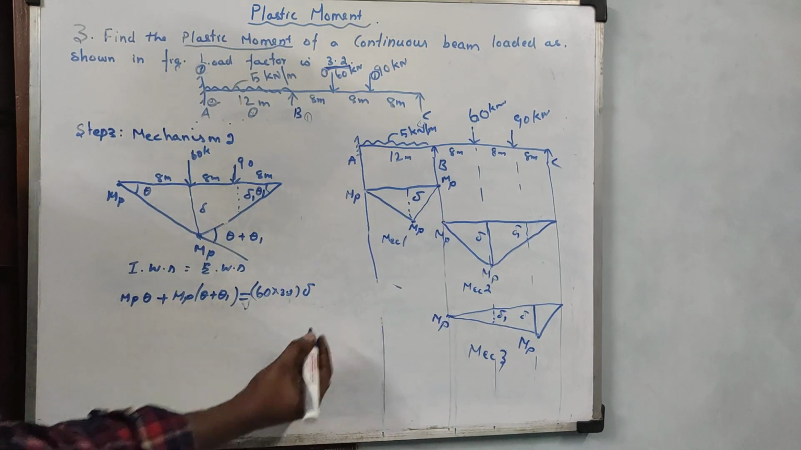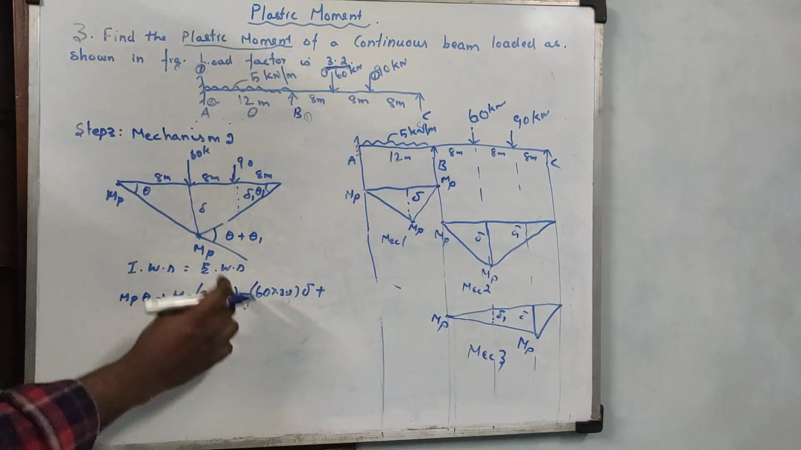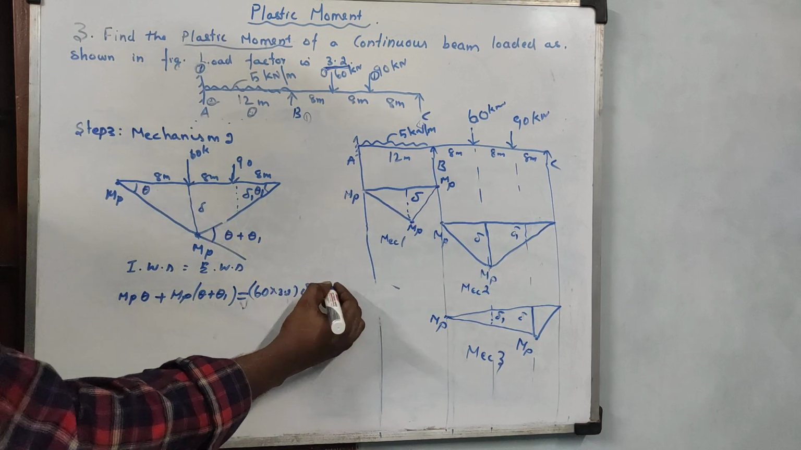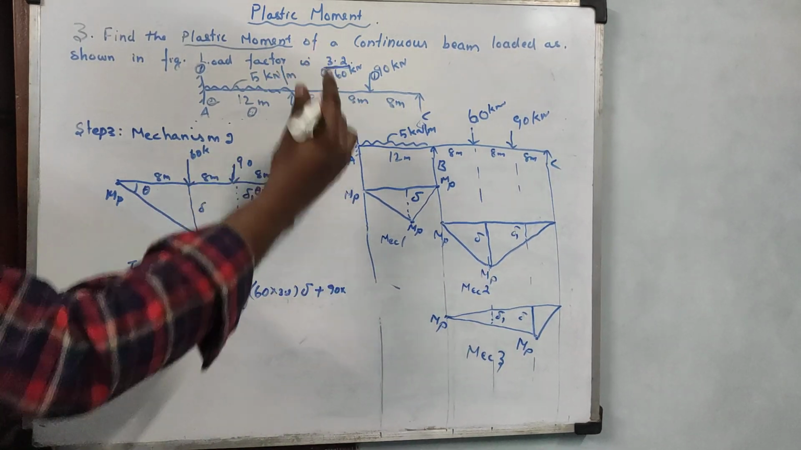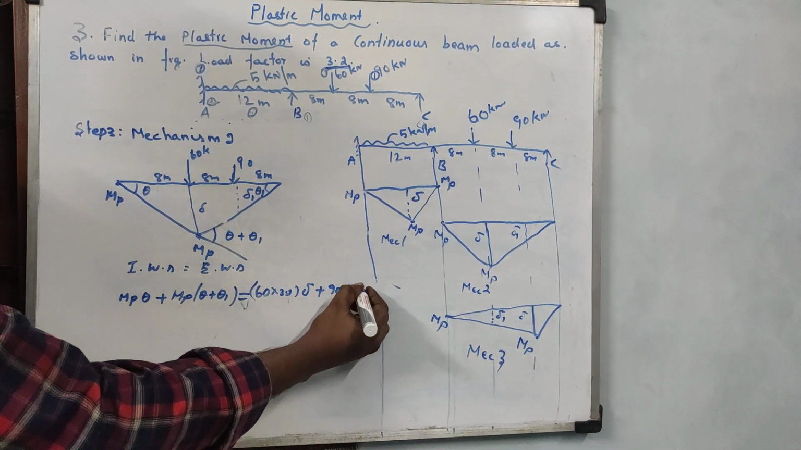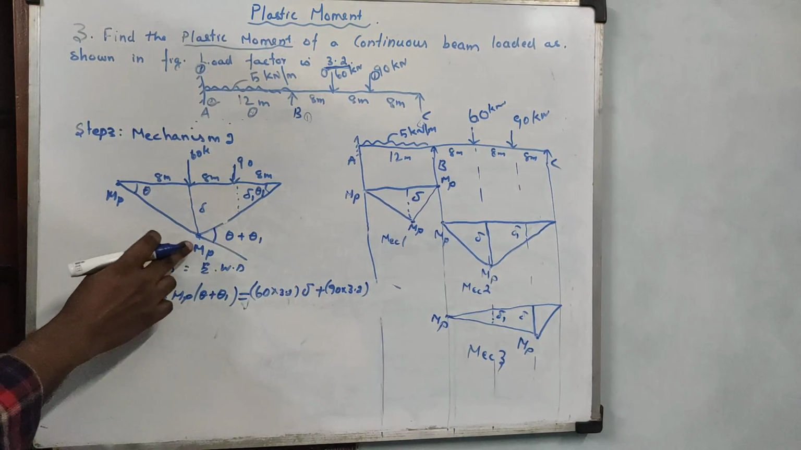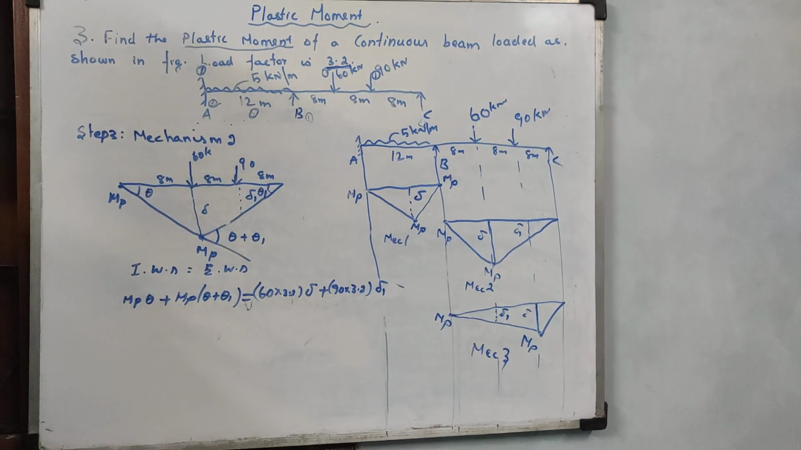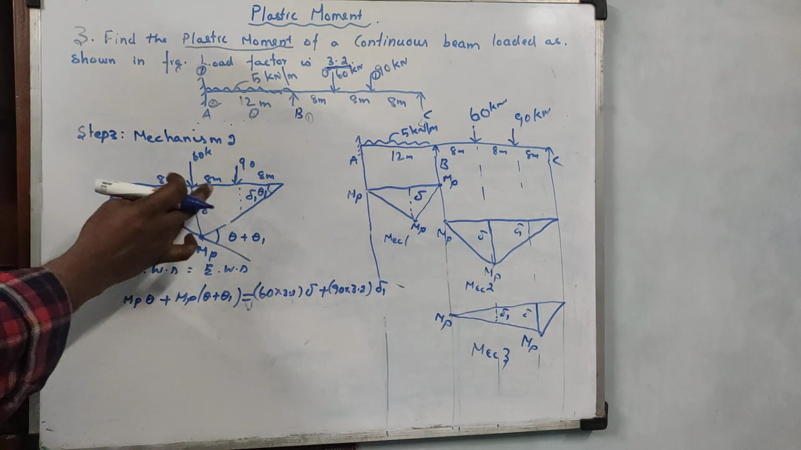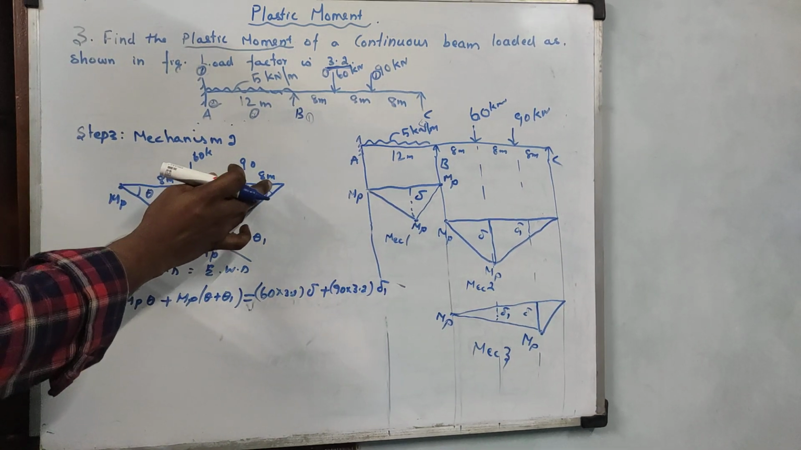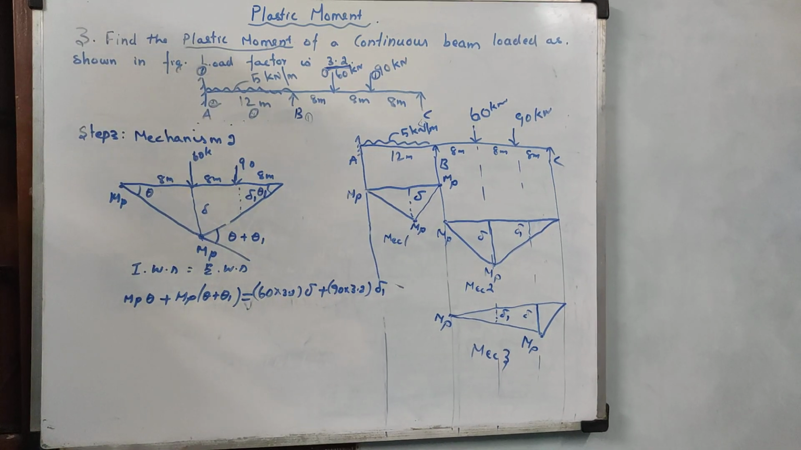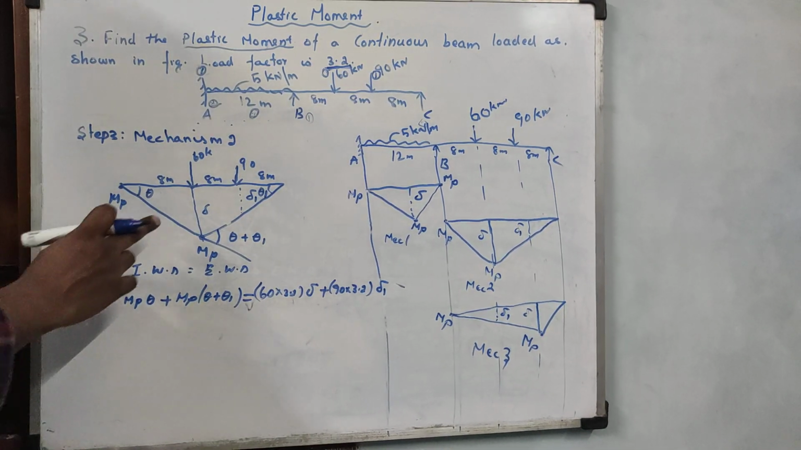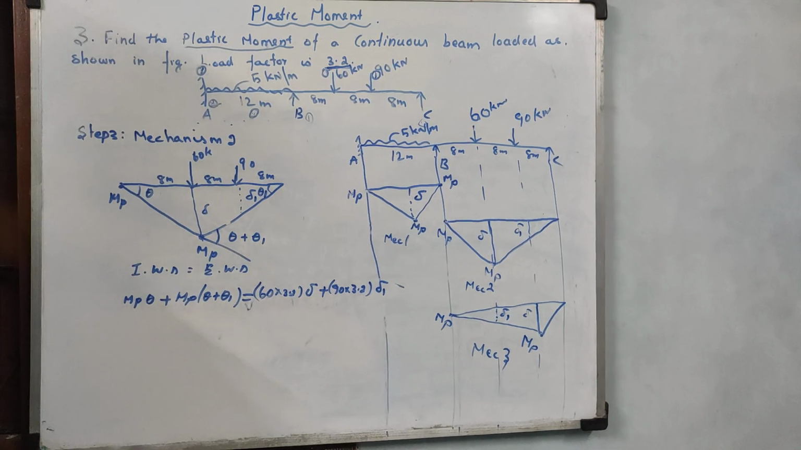Here deflection del, plus this load 90 into 3.2, we have to multiply it with the load factor, into here the deflection del 1. Here we have 3 unknowns, right? We have to find del, del 1, and theta 1. First we can go for del, right?